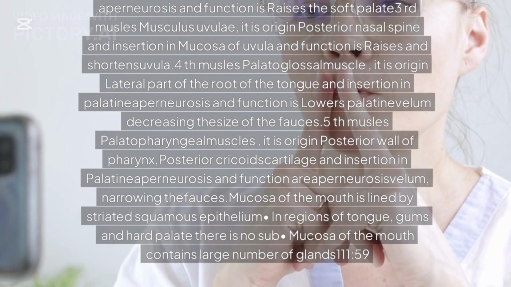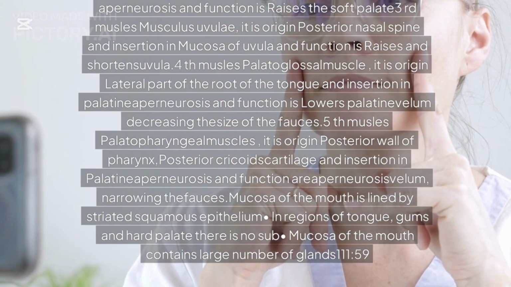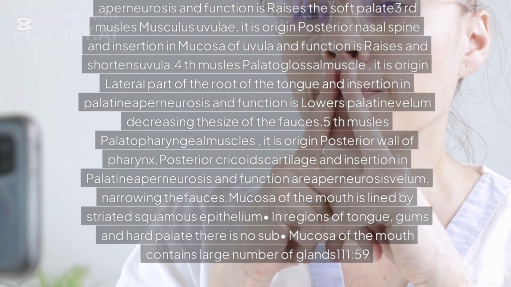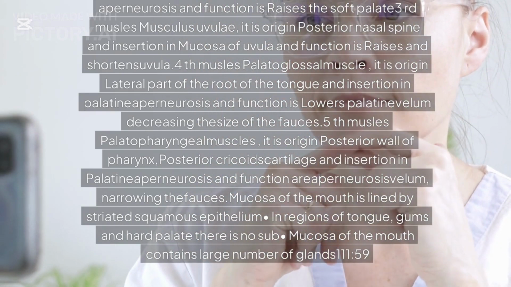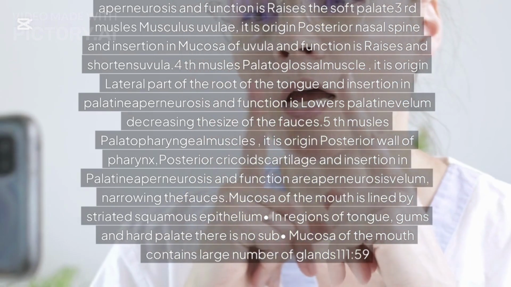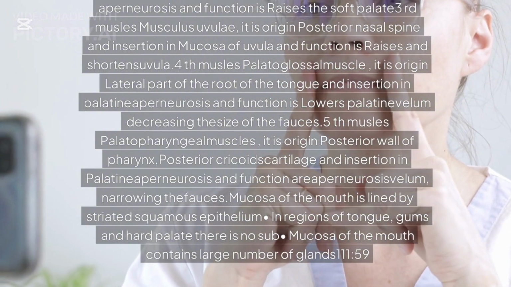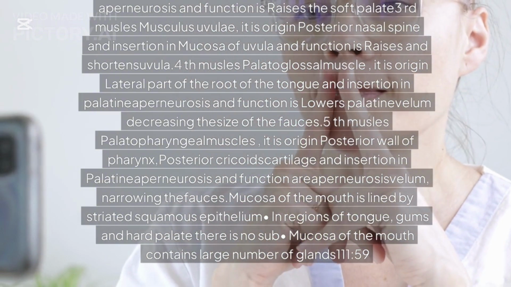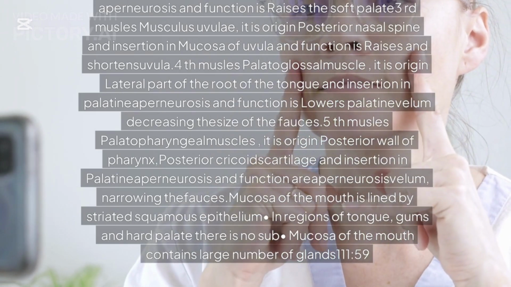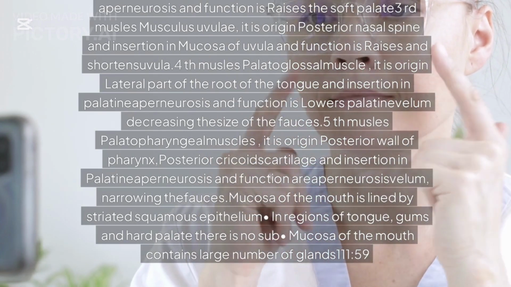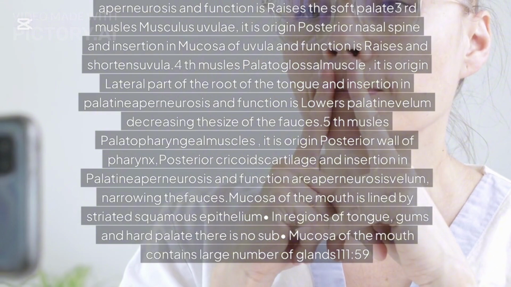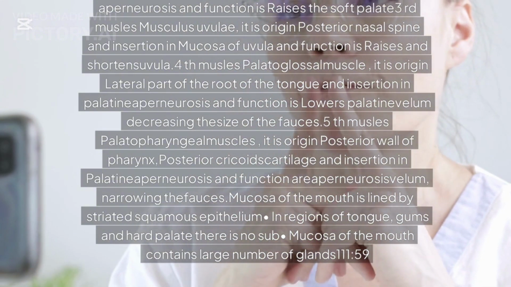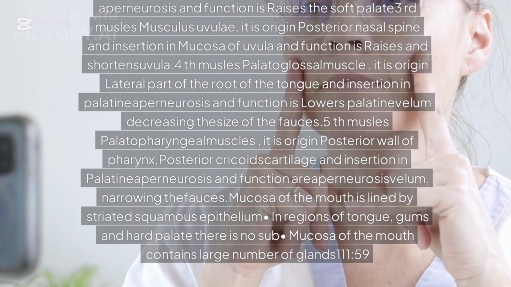Palatoglossal muscle, its origin is lateral part of the root of the tongue and insertion in palatine aponeurosis, and function is: lowers palatine velum, decreasing the size of the fauces. Palatopharyngeal muscle, its origin is posterior wall of pharynx, posterior cricoid cartilage, and insertion in palatine aponeurosis, and function is: tenses the aponeurosis of the velum, narrowing the fauces.